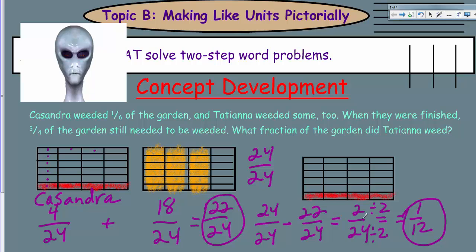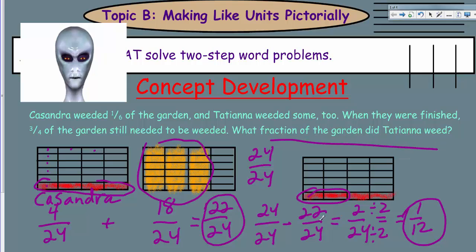Doesn't seem like much, does it? But however, that's 2 out of 24. So out of the whole garden, you could kind of think, okay, Tatiana did this much in the garden. Okay, that's how much of the garden got left with all the weeds. And then this is the amount that Cassandra did. And we did that by showing an area model.